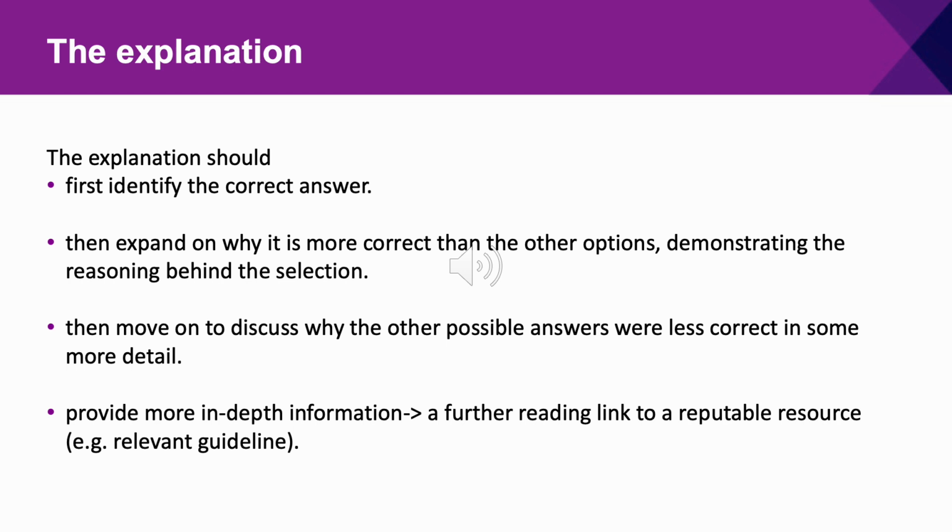Then comes the last bit of information, the explanation. The explanation should first identify the correct answer, then give the reasoning why this is the best suitable answer in some more details, and then move to explain why the other possible answers are less correct in more details as well.